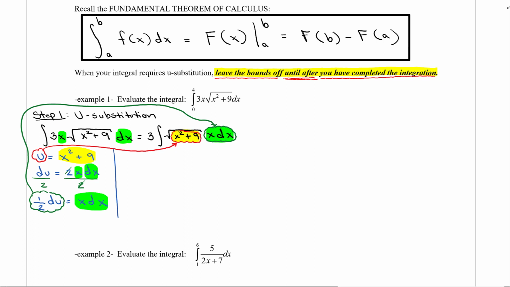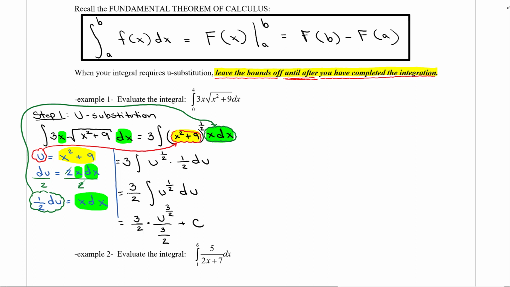3 times the integral of, here I can either choose to write a square root or I could choose to write raised to the 1/2 power. So I'm going to choose the 1/2 power because that's going to be easier to integrate. So 3 times the integral of u raised to the 1/2 power times 1/2 du. Next, we're going to have 3/2 times the integral of u raised to the 1/2 power du, because I factored out the 1/2 to the front. Now I can do my integration. This is going to be 3/2 times u raised to the 3/2 power over 3/2 plus c.